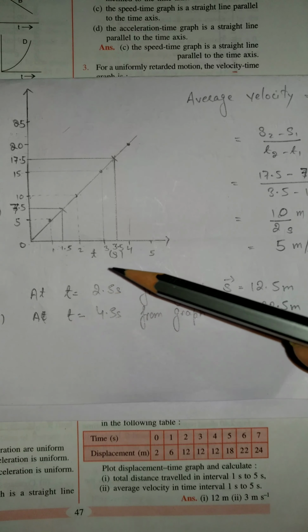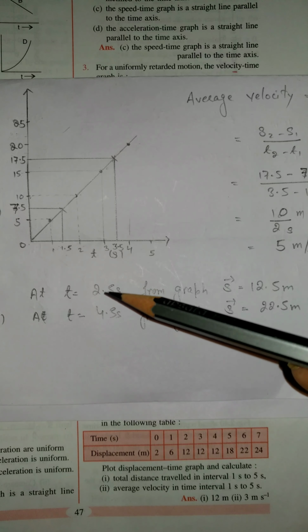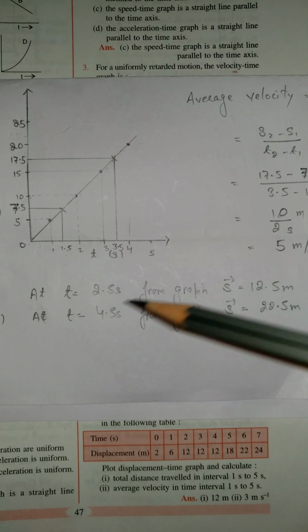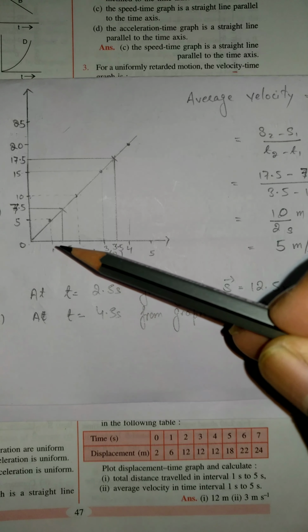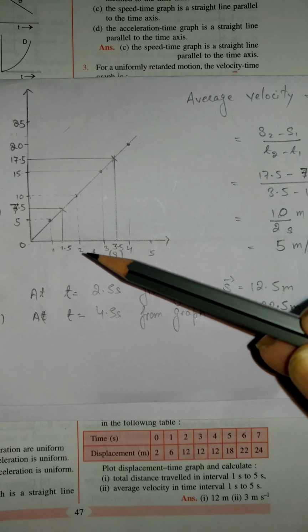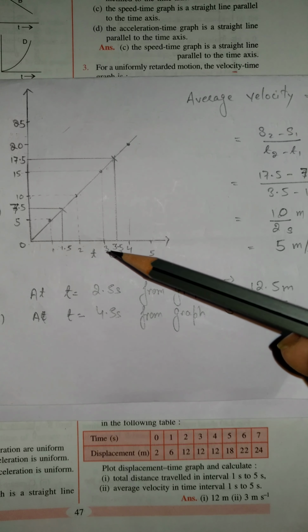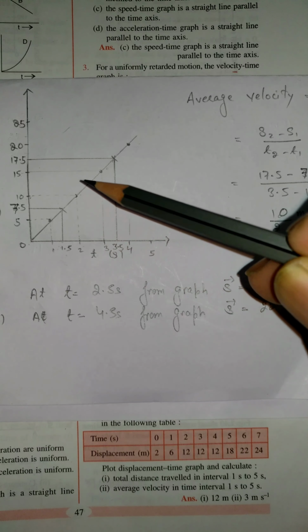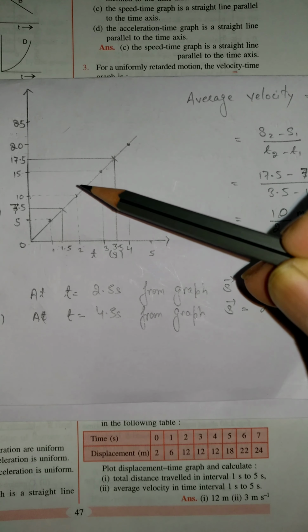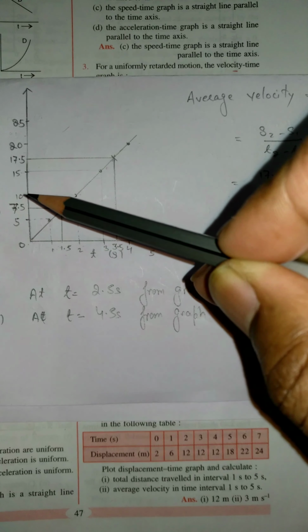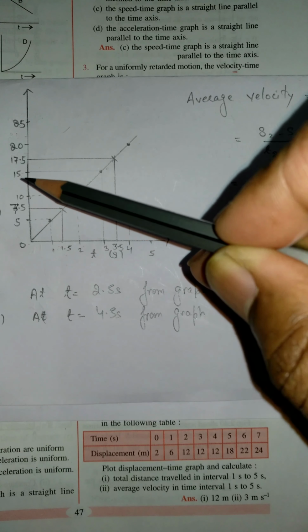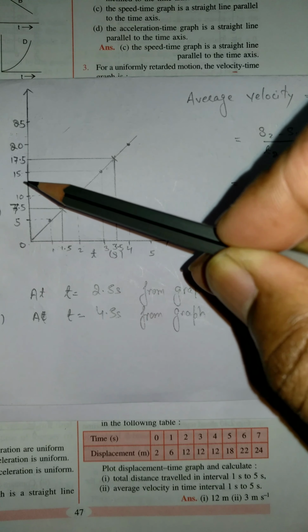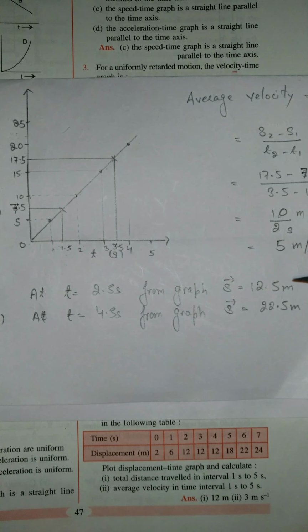Now the next part, which is 2b. The time given to us is 2.5 seconds. For this given time, the question is asking what will be the displacement. We don't have 2.5 on the graph, so that should be in between 2 and 3, somewhere around here. If I go here and then drop a perpendicular here, we'll get a value between 10 and 15. Exactly in between 10 and 15 we'll get 12.5.